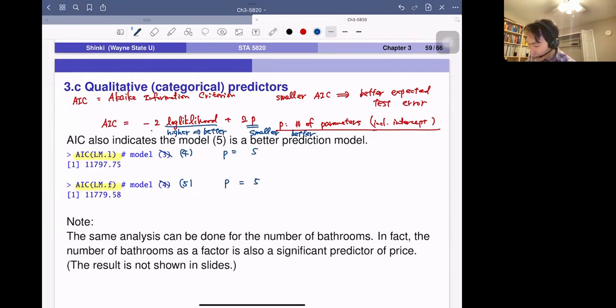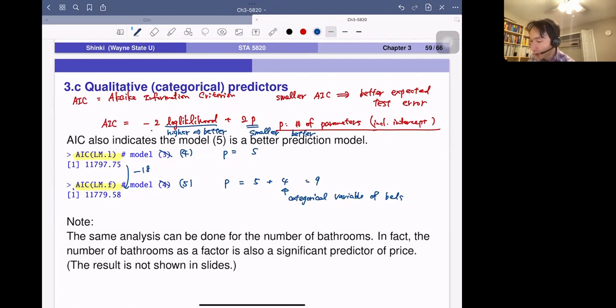Sorry, the number of predictors is 5 plus 4, right? This is from the categorical variable of bed. So this is 9, so it's larger. So AIC gets larger in the penalty, but actually AIC drops by 18. That means the second model is much better in terms of likelihood, and we expect a better result.